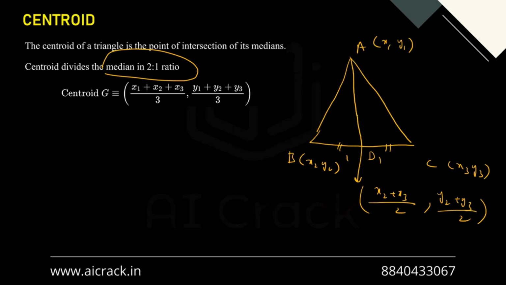Now again, if I have to find the point G, we call the centroid G. If I want to find the coordinates of point G, we know that the centroid divides the median in the ratio 2:1. So this is 2 and this is 1. Now you can use the section formula to find the coordinates of G. Let's say this is x and this is y. You'll use (m x2 plus n x1) divided by m plus n, and similarly for y, (m y2 plus n y1) divided by m plus n. If we use that formula, we get x1 plus x2 plus x3 divided by 3 and y1 plus y2 plus y3 divided by 3 as the coordinates of the centroid.